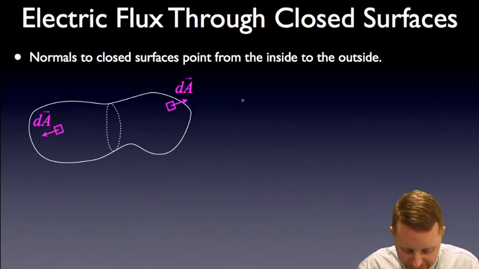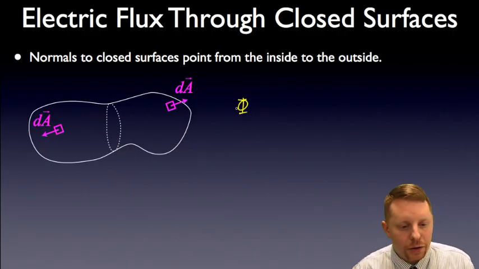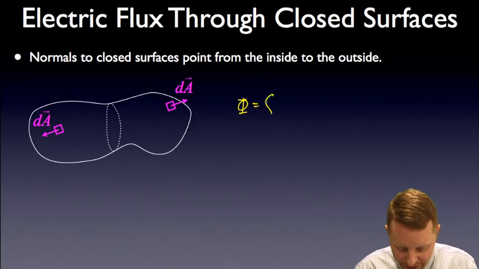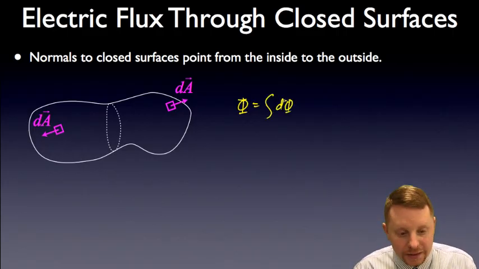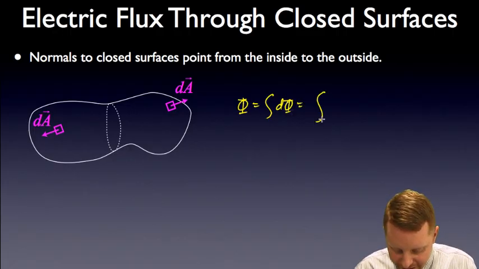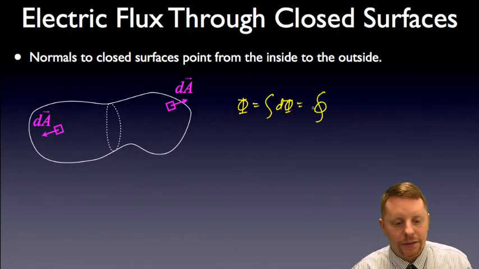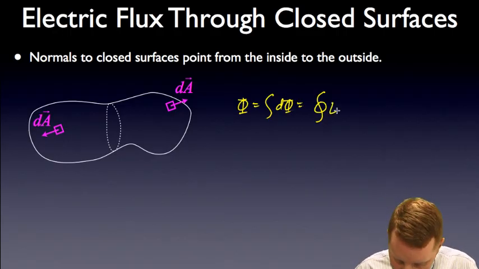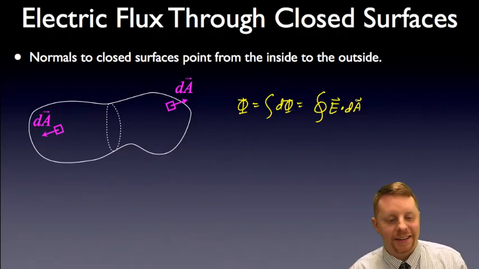The way we would write this is that the total flux phi is going to be the integral of d phi over that entire closed surface, which we write with the sign for an integral over a closed surface, of E dot dA.